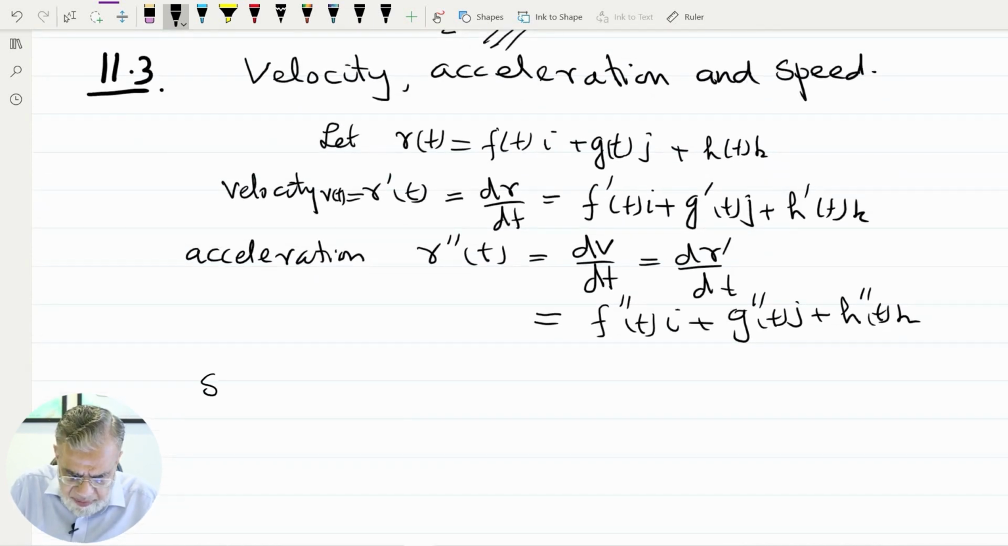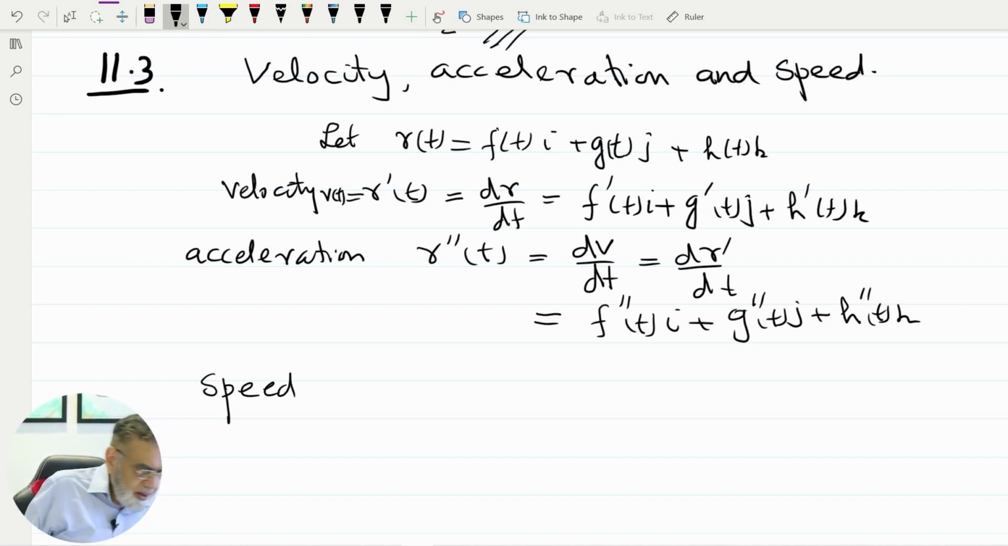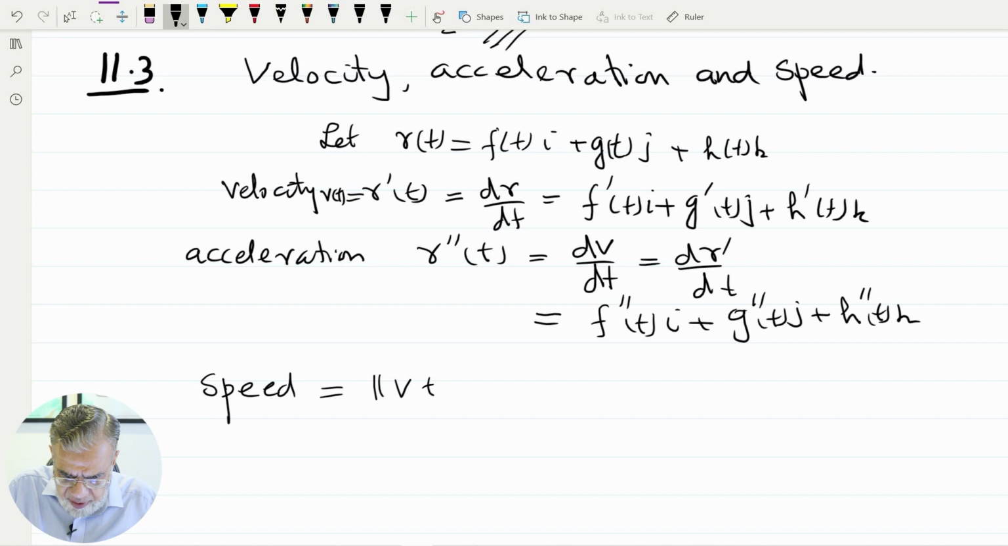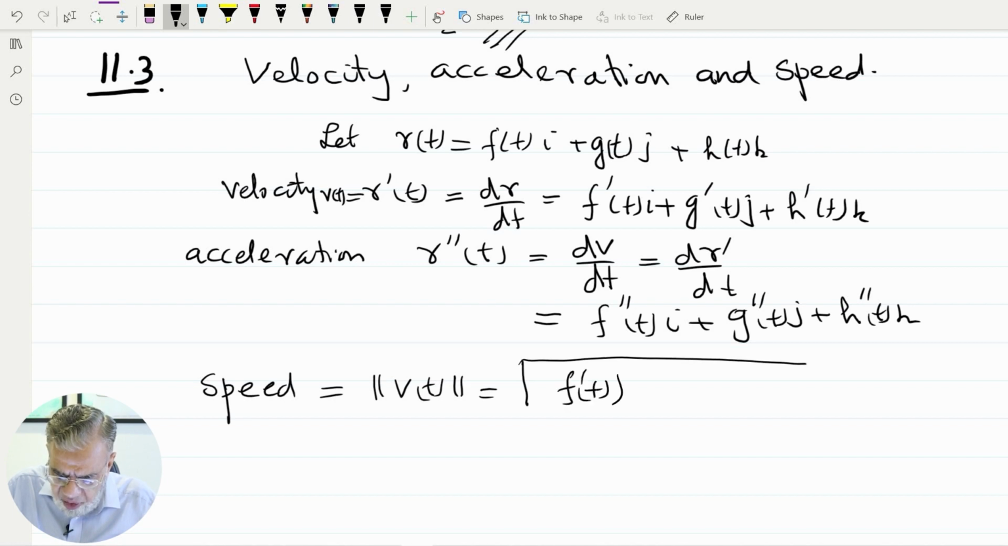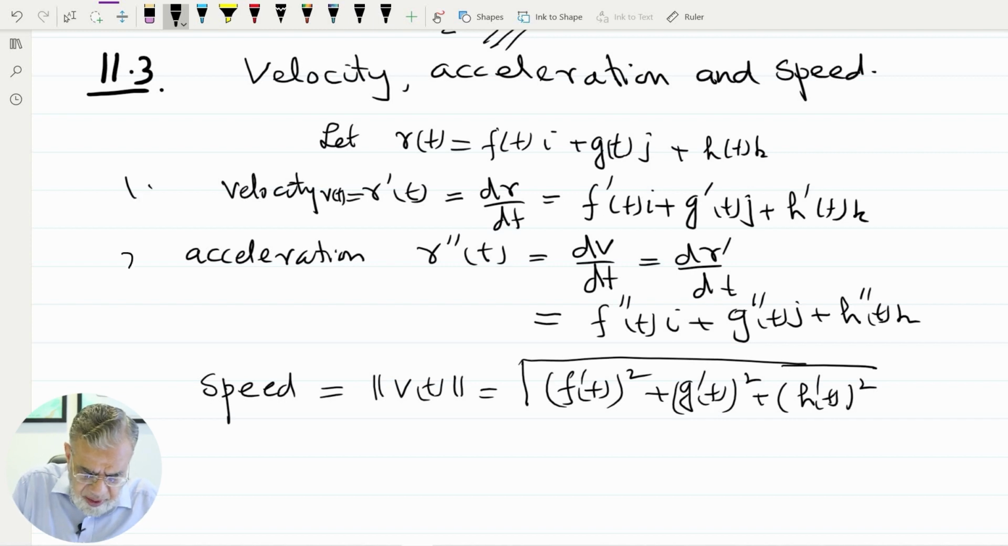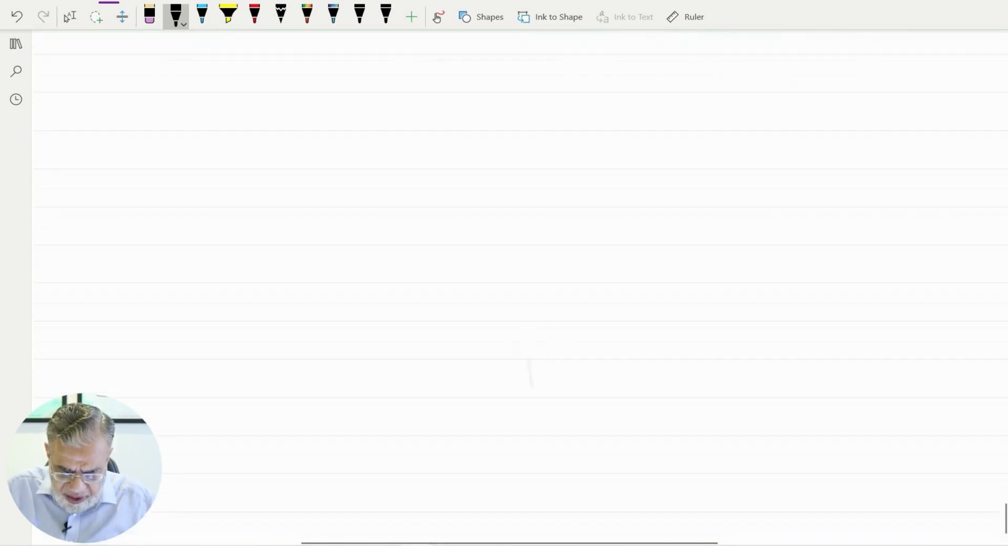I want to find the speed. As we mentioned, speed is the magnitude of the velocity. When you say speed, this is equivalent to the magnitude of v of t. So what's the magnitude of velocity? We take the root of f dash of t whole square plus g dash of t whole square plus h dash of t whole square. That gives me the speed. So here number 1 is velocity, number 2 is acceleration, number 3 is speed, and I will explain further by giving you an example.